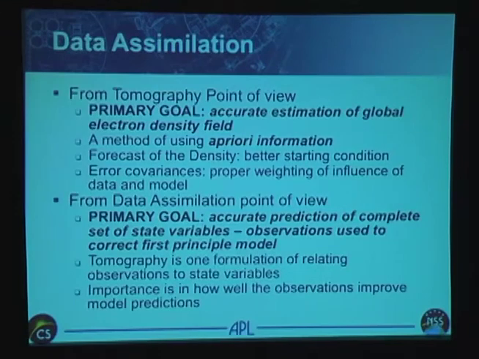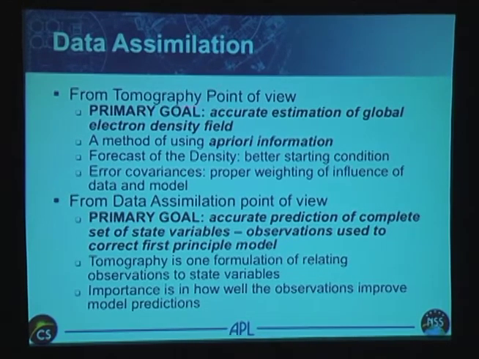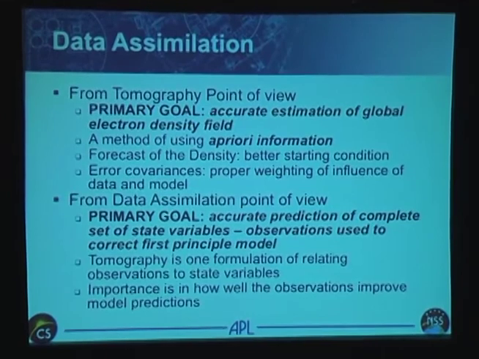Okay, so I want to finish in the last few minutes by talking about data assimilation a little bit, because it's kind of the natural next step. But there's kind of two ways you can look at it, at least the way I look at it. There's data assimilation from the tomography point of view, and there's data assimilation from the data assimilation point of view. So from the tomography point of view, the primary goal of what we just showed there with those images is an accurate estimate of the global electron density field on some space-time resolution. That's what we want to do. We're not even really that concerned about prediction at this point. We'd like to get these estimates correct.